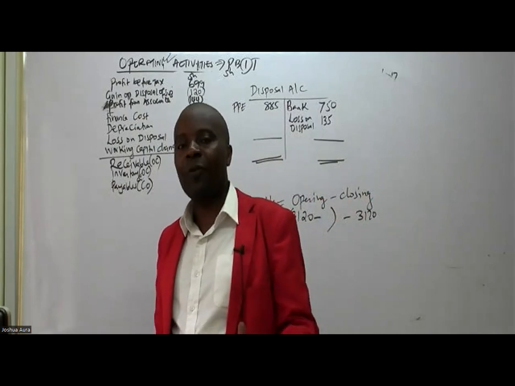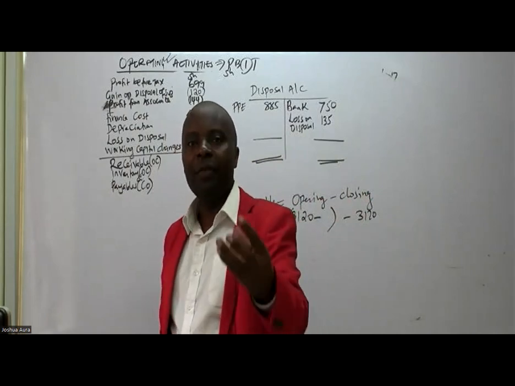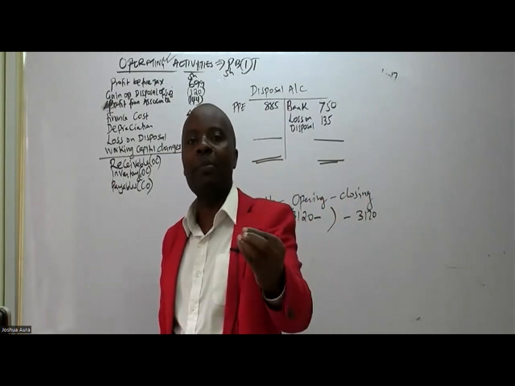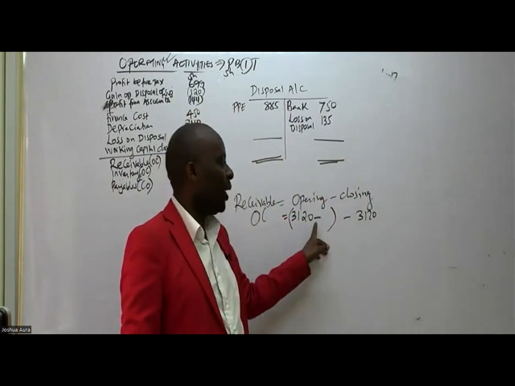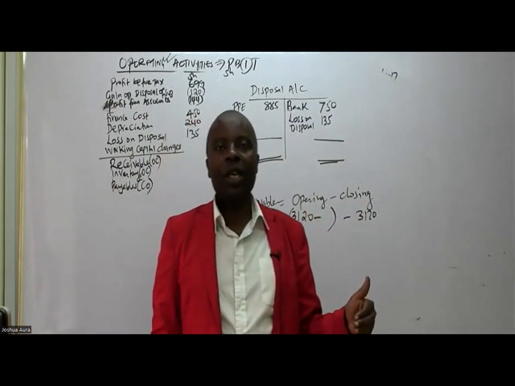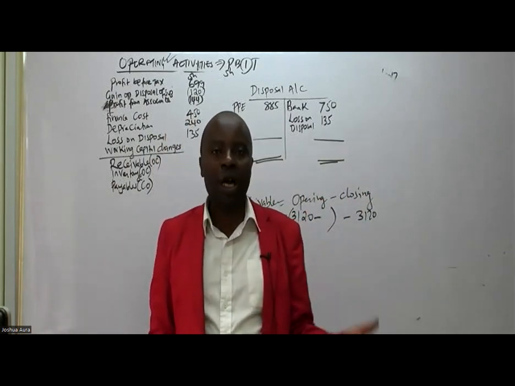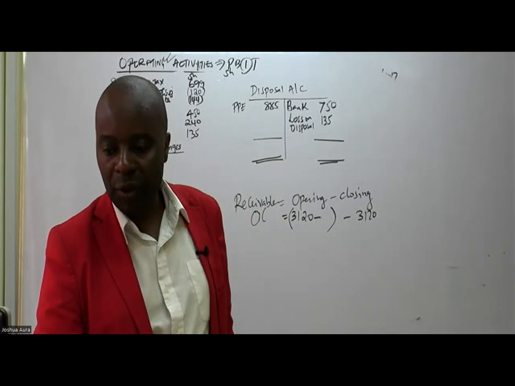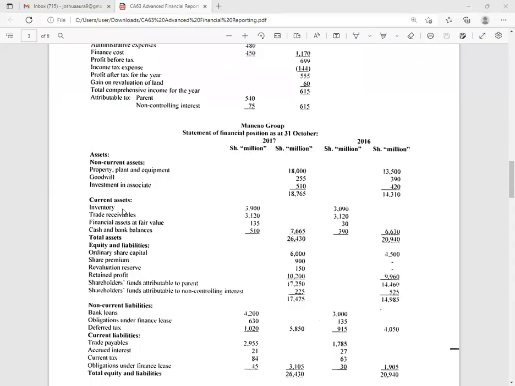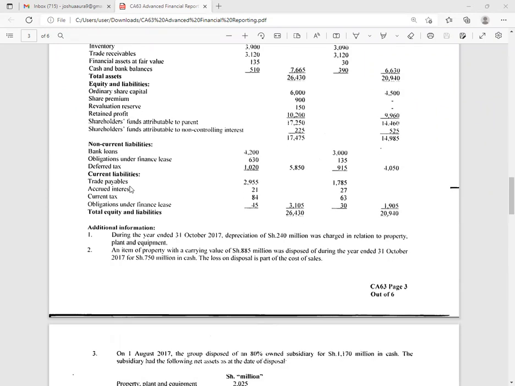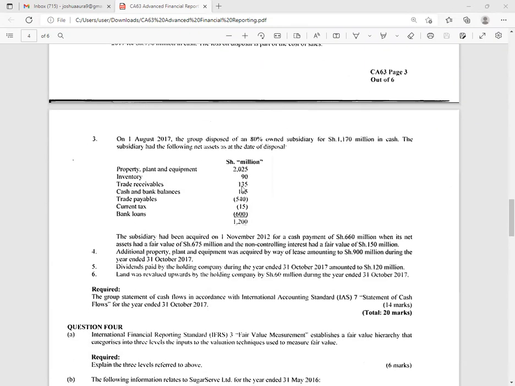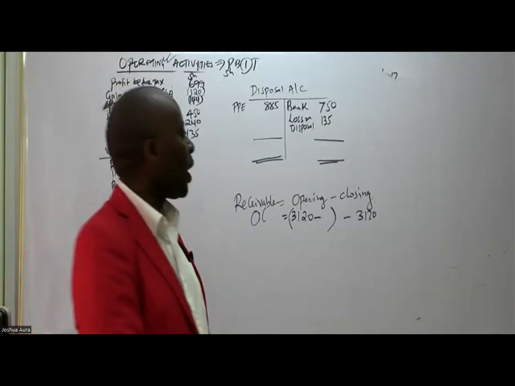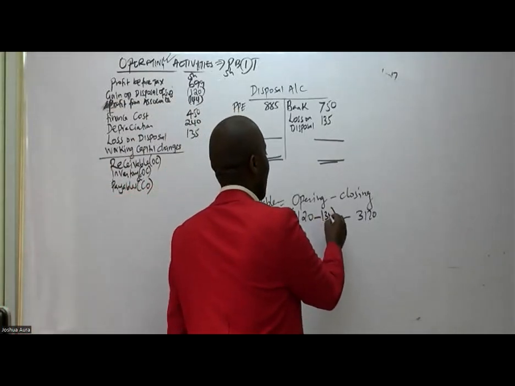You make adjustments for any subsidiaries that were acquired. If they came with some receivables, I shall add to the opening. If we dispose of a subsidiary which went out with some receivables, we subtract. Like in this case, we sold a subsidiary, and we are told the subsidiary that we sold went out with receivables of 135. Because it's a disposal, I'll subtract here. So minus 135.